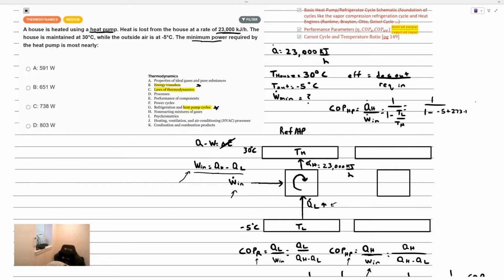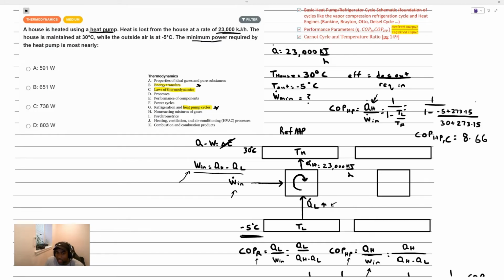-5 plus 273.15 is the temperature of our low temperature source right here, converted to Kelvin, and the temperature of our high temperature sink is 30 plus 273.15, such that the coefficient of performance for a heat pump, or the most efficient cycle, which would require the minimum work input and transfer the most amount of heat, is 1 over 1 minus 273.15 minus 5 divided by 30 plus 273.15. Okay, so this is 8.66.